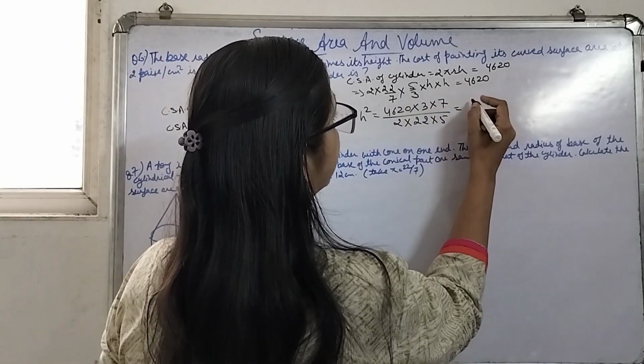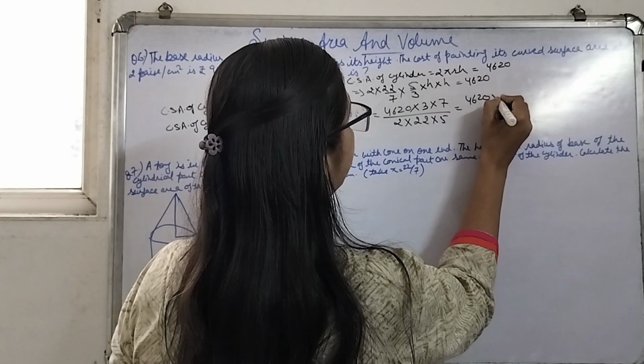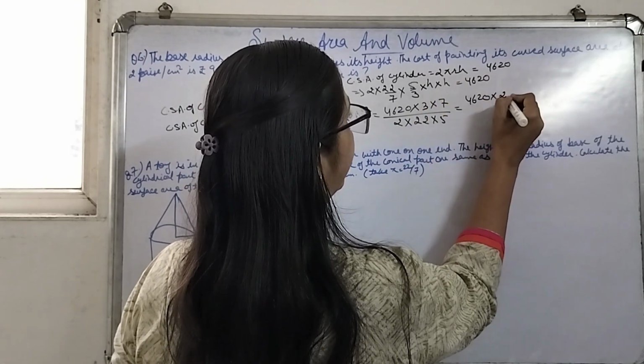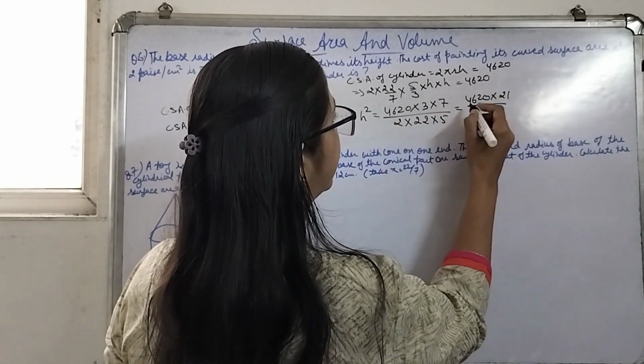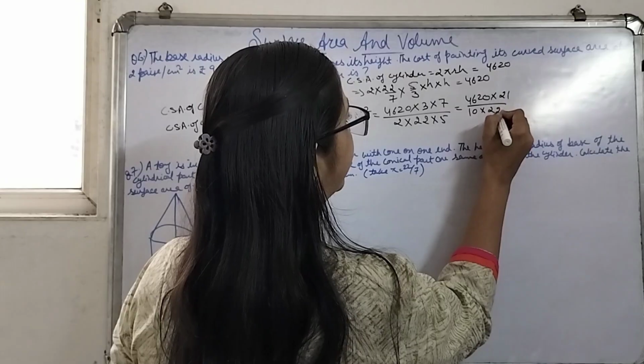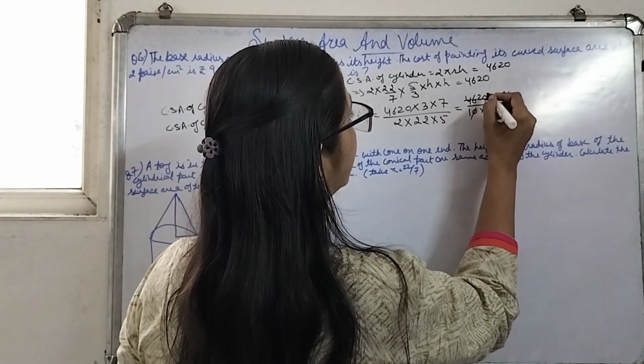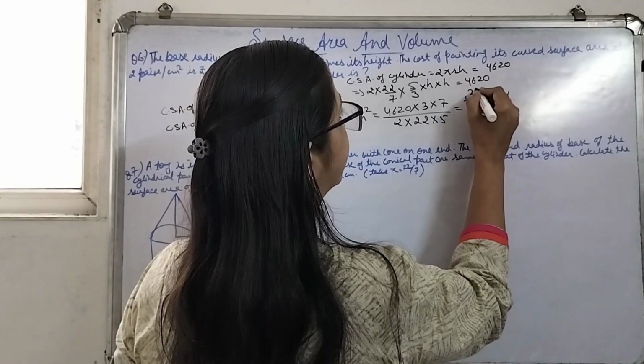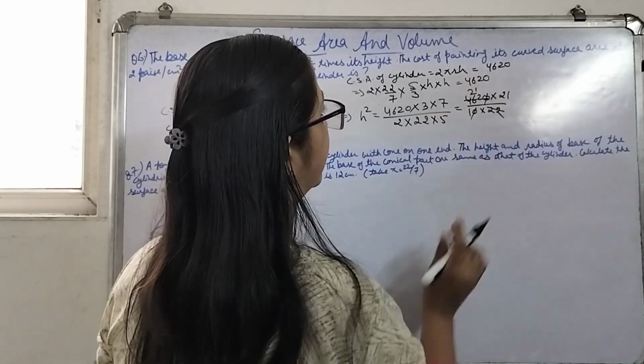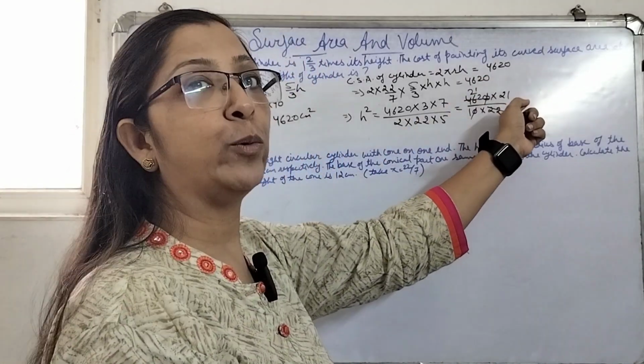So we can write it as 4,620 multiplied by 3, 7 is 21, divided by 5, 2s are 10, multiplied by 22. This 0 and this 0 cancelled. 22, 2 is 44, and 22, 1 is 21. So it is 21 multiplied by 21.